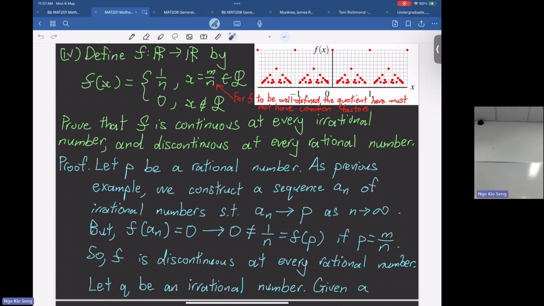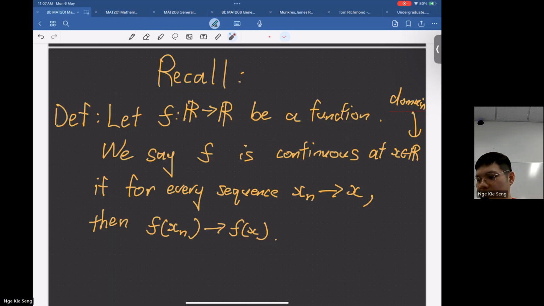Please learn the proof of how to show that f is continuous and discontinuous. How do we show a function is continuous at one point? Recall the definition. If you want to show f is continuous at x, you need to show that for every sequence xn that converges to x, f(xn) also converges to f(x).